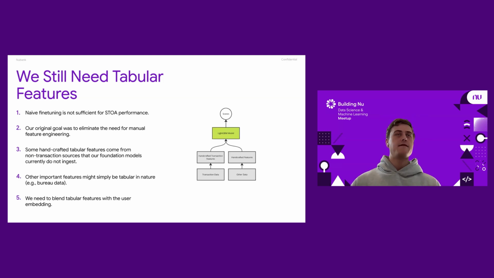Importantly, naive fine-tuning is not sufficient for us to achieve state-of-the-art performance on a lot of the critical tasks that we're dealing with. And you might ask, why? So the thing is, we still need to consider tabular features. Obviously our lofty goal at the beginning of this talk was to completely eliminate the need for tabular features or any of this manual feature engineering. But there are two situations where we actually still need to rely on these tabular features.